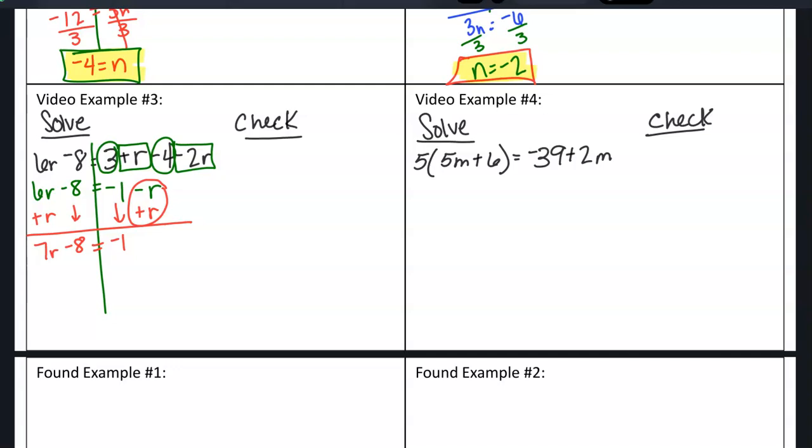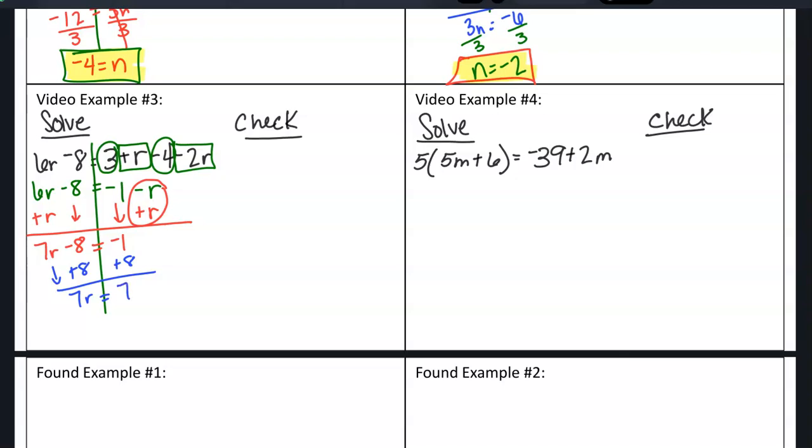And now we've hit that two-step equation mark. And this is when we start to see that and we're like, oh, 8 is the constant. I need to move that over. Am I adding or subtracting? I would be adding in this case. Bring down 7r. -1 plus 8 is 7.